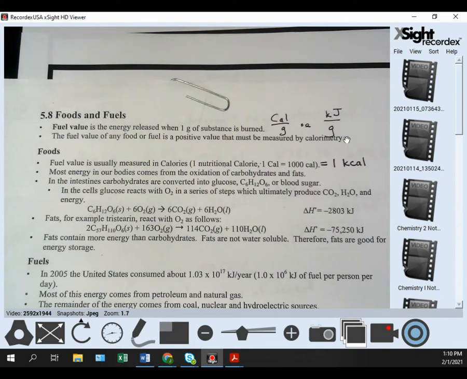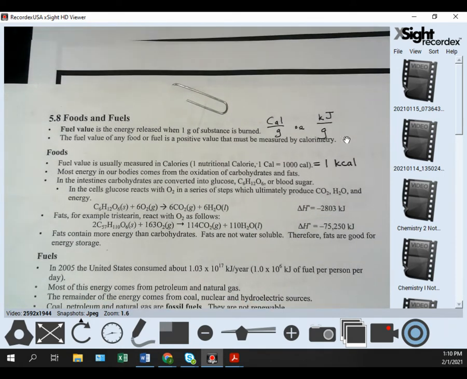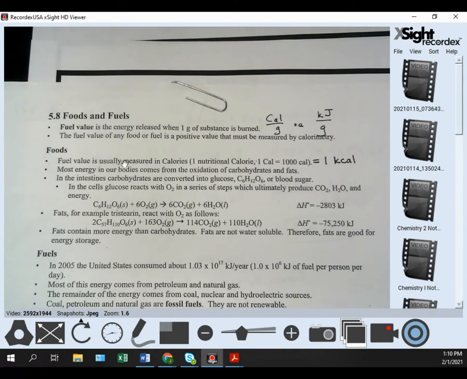on your conversions, don't forget that there's a difference between capital C Calorie and lowercase c calorie. Oh well, it's on here in the notes though. So one nutritional Calorie, in other words, the Calorie you see on the labels, the capital C Calorie, is equal to 1,000 little c lowercase calories. One big C Calorie is equal to 1 kilocalorie with the lowercase c.